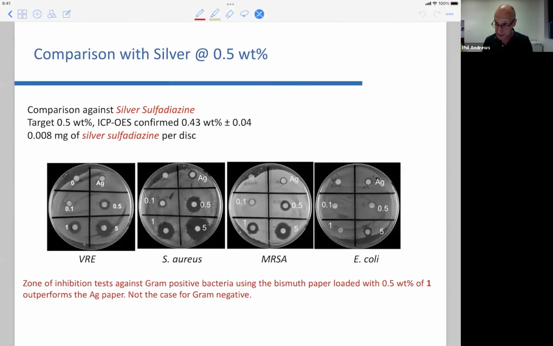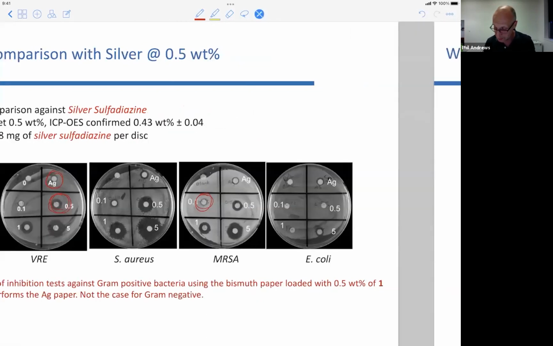We then compared it with silver sulfadiazine. And you can see from these plates, we can go down to 0.5 weight loading of the bismuth paper. So that's below what would normally be considered useful for an additive to a material. And we're outperforming the silver compound, the silver sulfadiazine, which is your standard silver antibacterial. So even against MRSA, we can get a very low loading of bismuth, about 0.1%. So we've got very good activity in these materials.